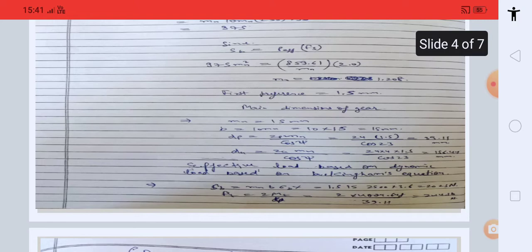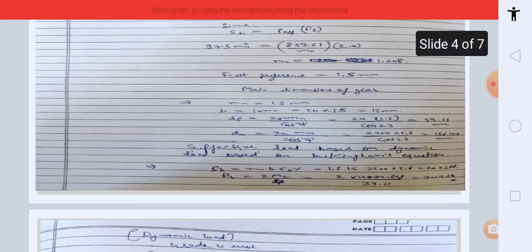Main dimensions of gear. We know that mn is equal to 1.5, b is equal to 10 mn, which is 1.5 into 10, equal to 15 mm. dp is equal to Zp mn upon cos psi, which comes out to be 39.1111 millimeter, which is the pitch circle diameter of the pinion. Pitch circle diameter of the gear is 156.44 millimeter.